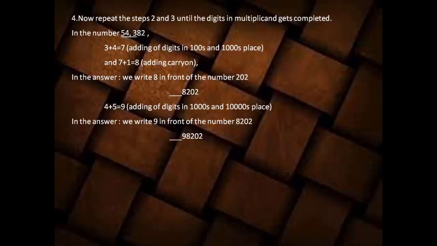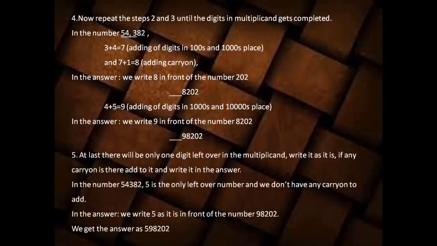And finally, we write the last digit, that is 5, which is left in the number, as it is in front of the answer 98202, since here too we do not have any carry-ons to add to the number 5. So we just place this 5 in front of the answer 98202. And hence, we get the final answer or product as 5,98,202.